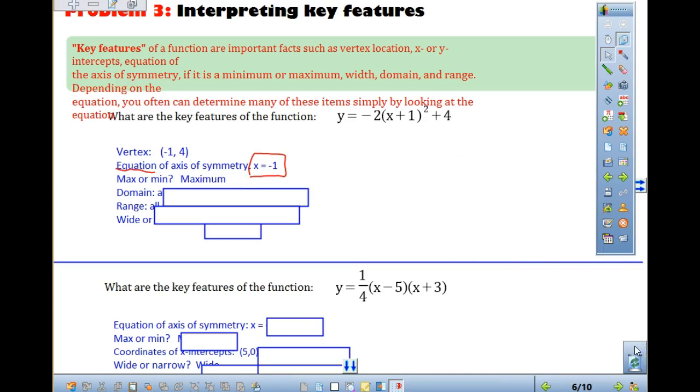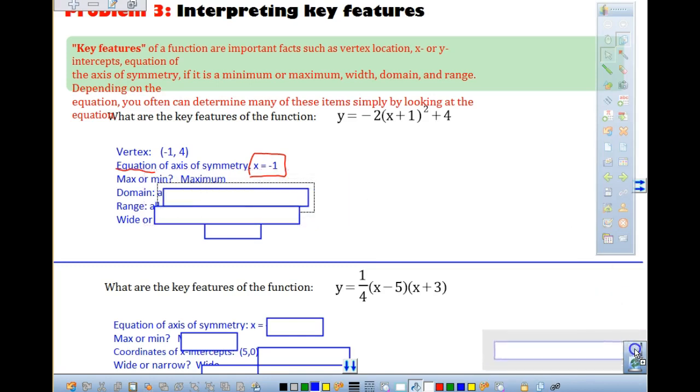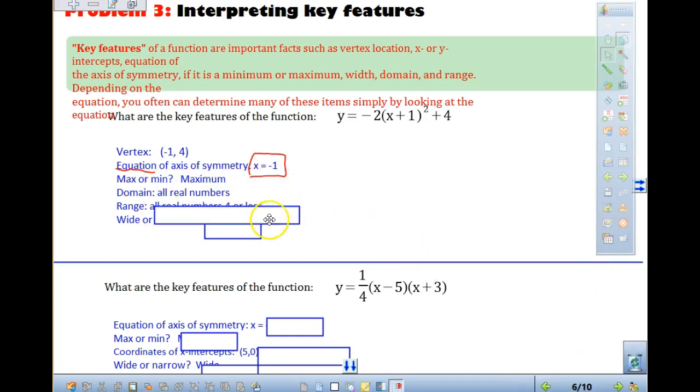Maximum. Domain. All real numbers. And the range.